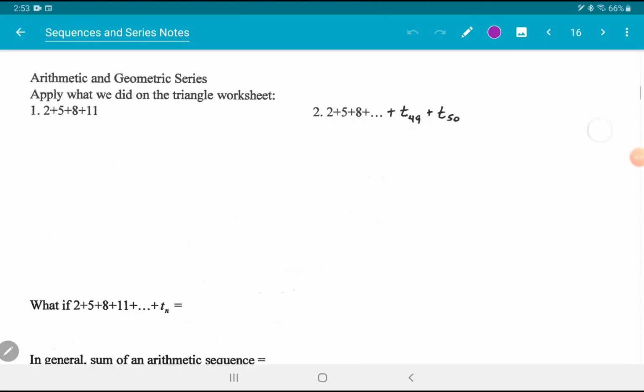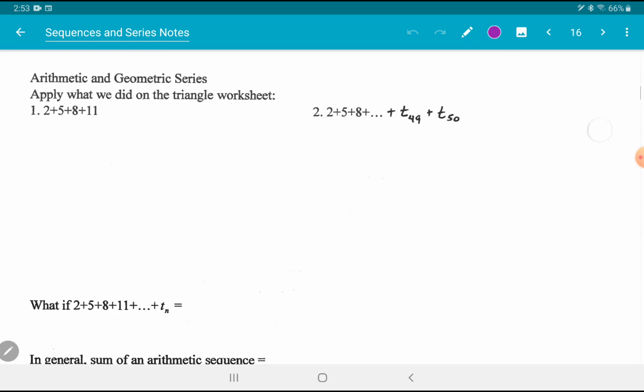All right, class, let's dive deeper into series. In our last lesson, we saw how we were introduced to series through those triangular numbers. Let's see how we can apply triangular numbers into the next few examples, which are going to be a little bit more complicated. Okay, so let's take a look at 2 plus 5 plus 8 plus 11.